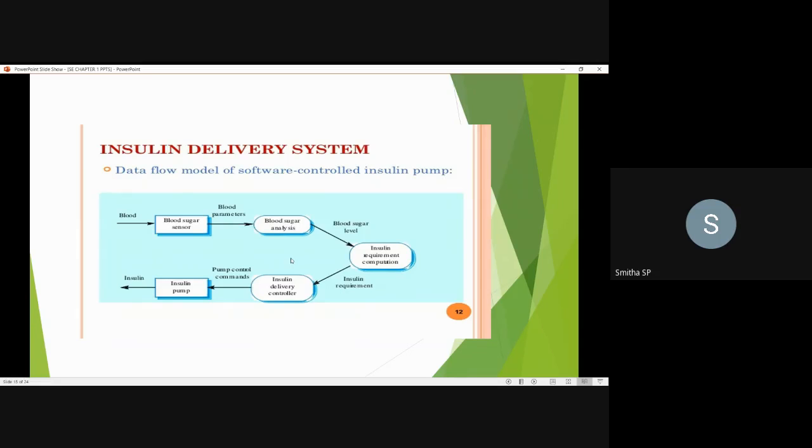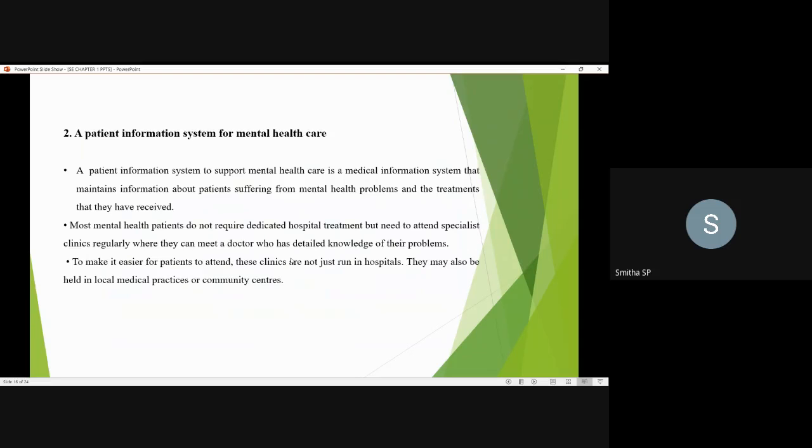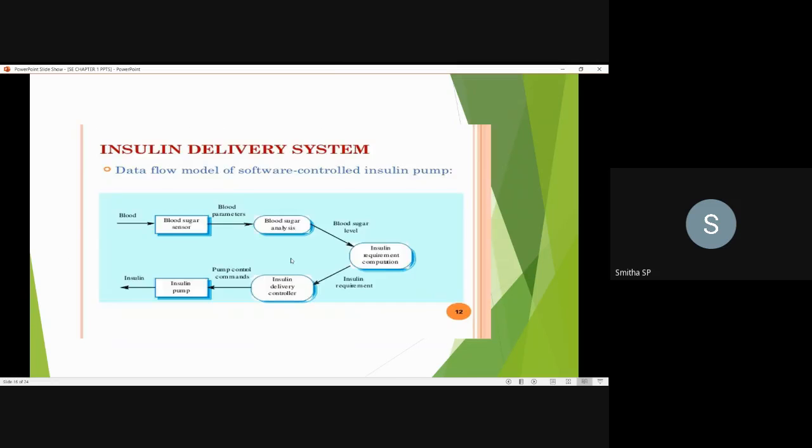In the next class, we shall discuss a patient information system for mental health care. It is the second case study that we have. We shall discuss it in the later classes.